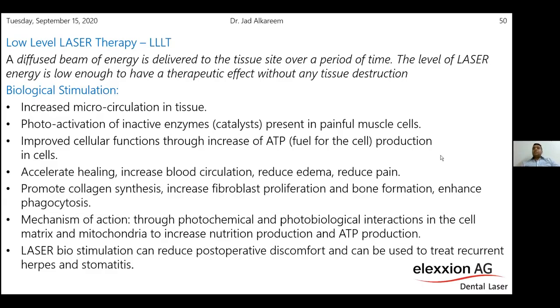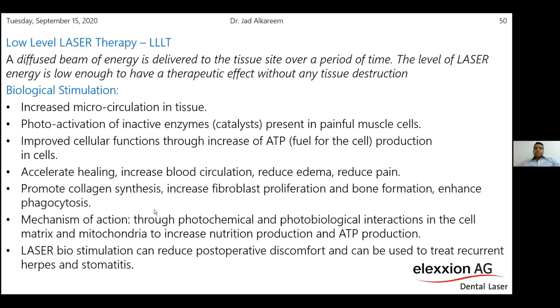When you have a high amount of ATP, that means you will have better healing, because the ATP is the energy currency in our cells, and when you have more ATP, that means you have more energy for the cells to do the vital processes. You will have faster healing, more blood circulation, and that will reduce the edema, and it will reduce the pain in the application area.